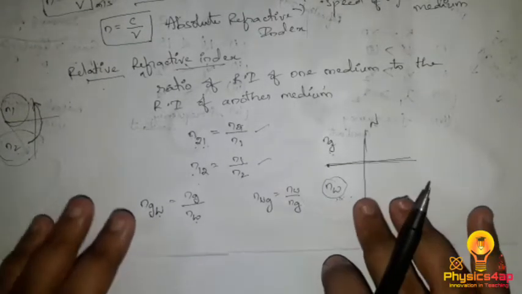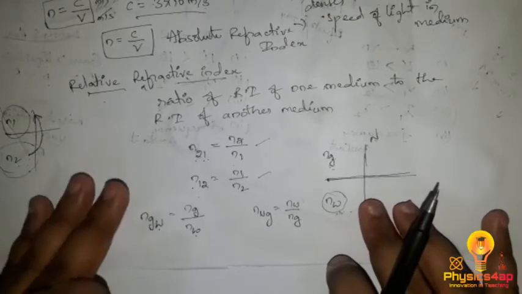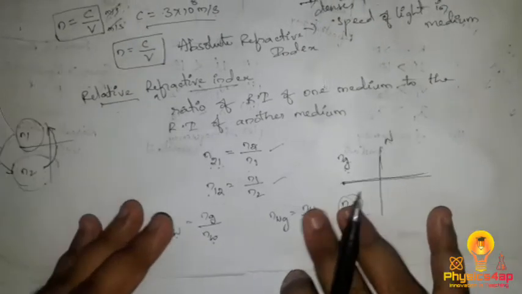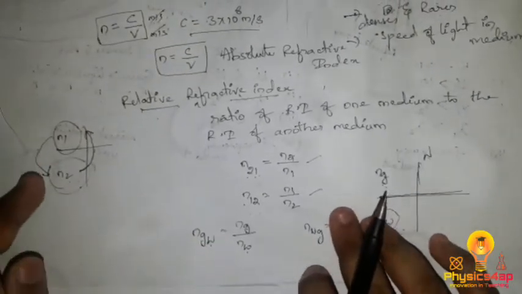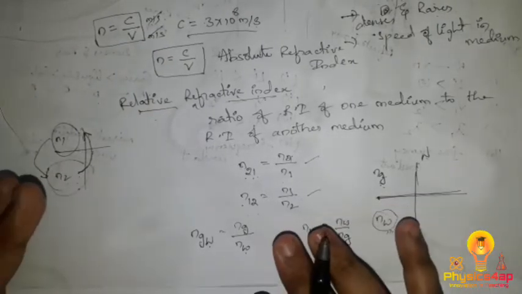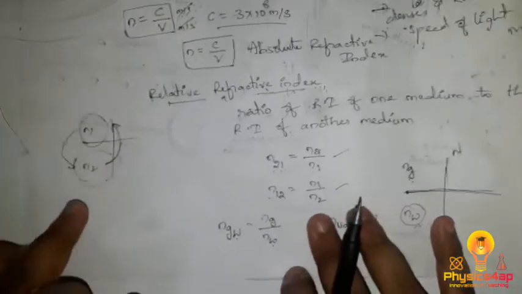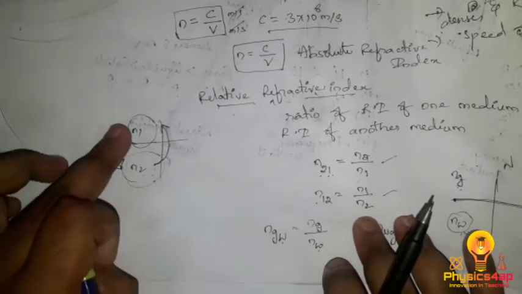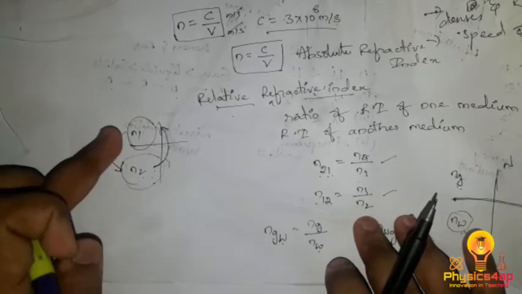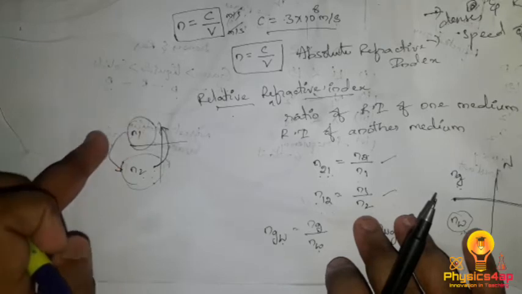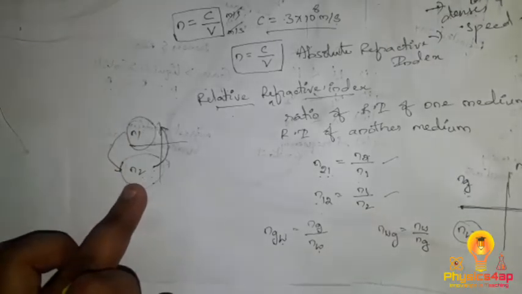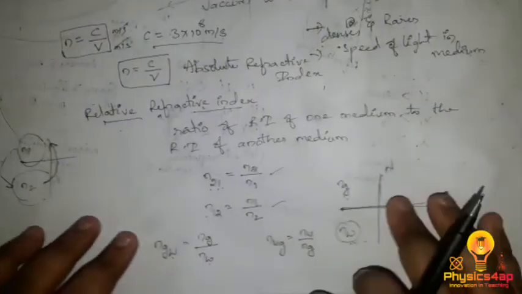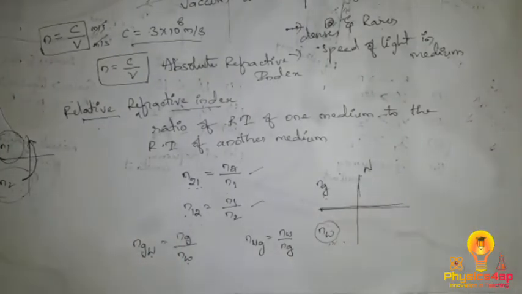So I think you got a clear understanding of what the relative refractive index is. Relative refractive index is comparing the refractive index of one medium with respect to another medium. For example, if you want to find out the refractive index of n2, then you need to compare it with n1. If you want to find out the refractive index of n1, then you need to compare it with n2. So this is about the relative refractive index.